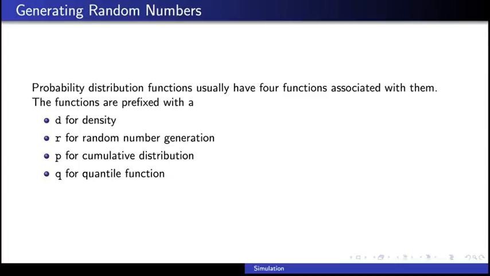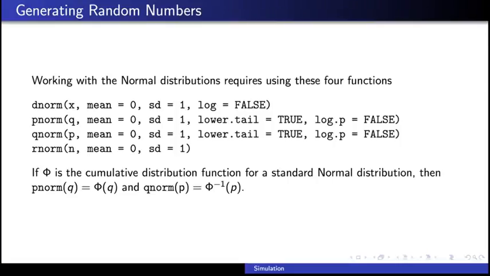So every distribution has these four types of functions. For the gamma distribution, there will be a dgamma, an rgamma, pgamma, and a qgamma function. And for the Poisson distribution, there's the rpois, dpois, ppois, and qpois functions. So working with the normal distribution requires these four functions.